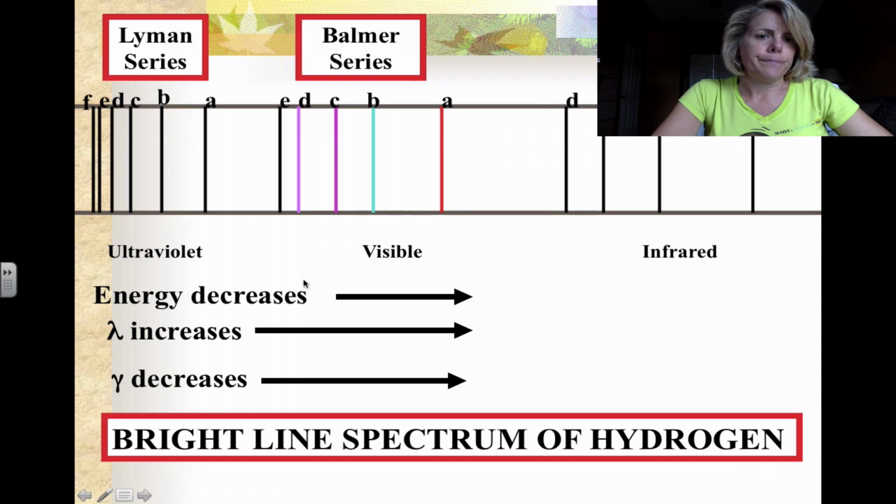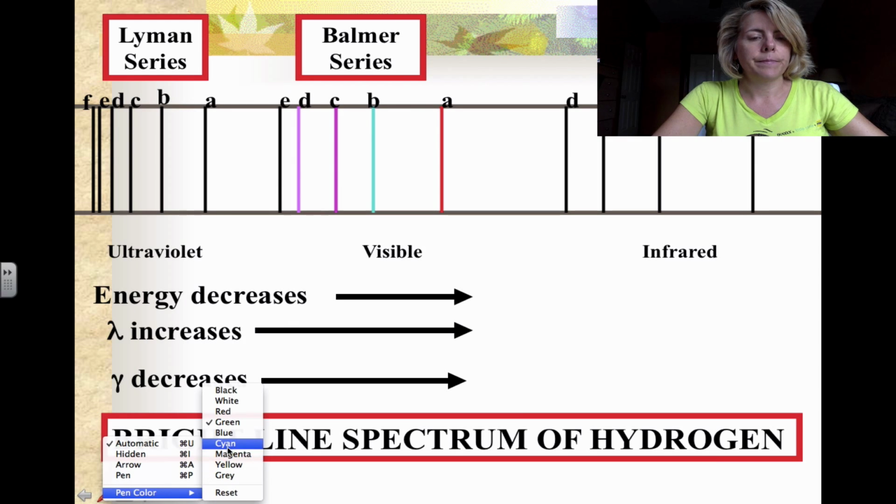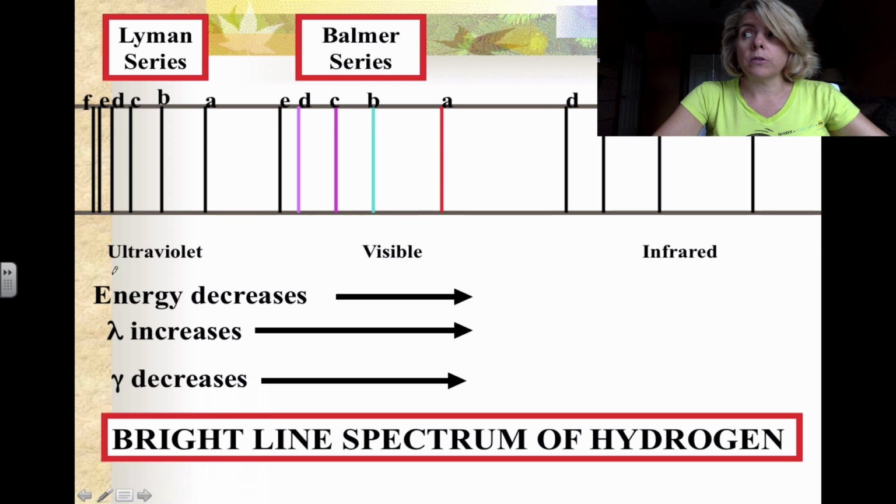There are actually 3 series, and you will get to know these very well. There's what we call the Lyman series. Notice that the Lyman series is in ultraviolet. Can you see ultraviolet?